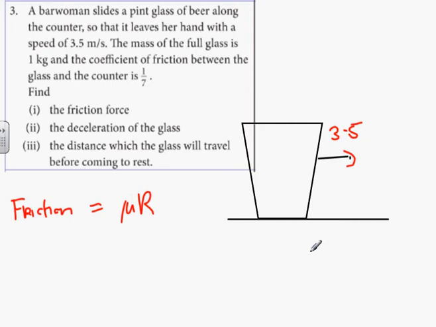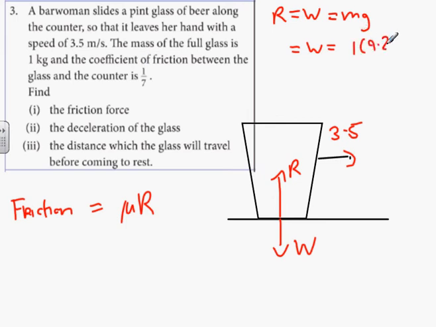So when you have weight acting downwards, there must be a reaction force acting upwards to cause you to balance. This is called the reaction force from the ground. What goes up equals what goes down, so R must equal your weight. Your weight must equal mass times gravity. Therefore, your weight is 1 multiplied by 9.8, which is 9.8 newtons. This means your R value is equal to 9.8 newtons because you're neither ascending nor descending.